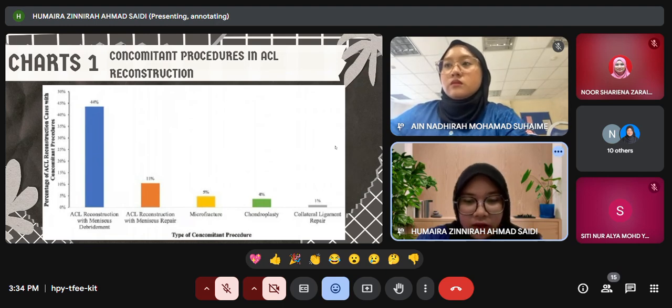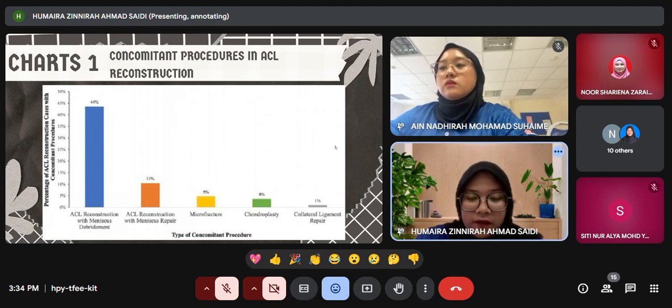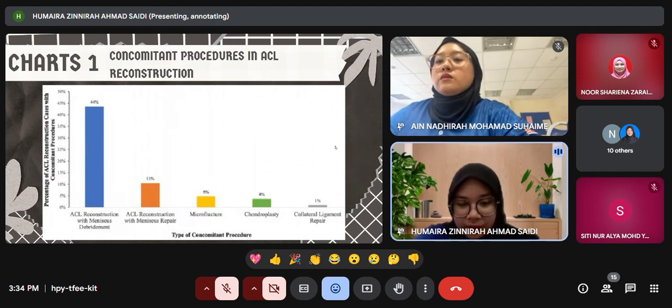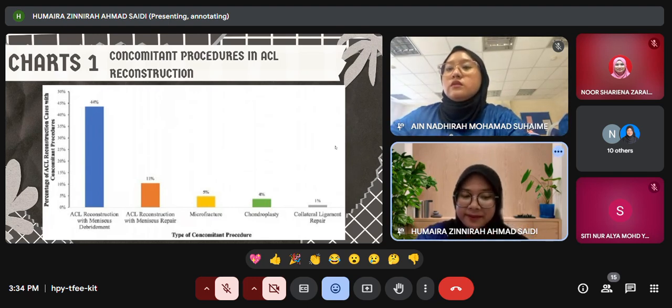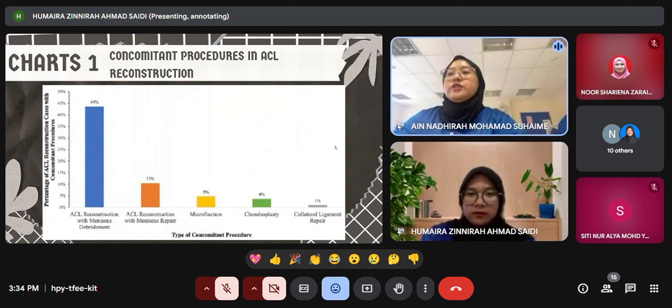On the other hand, collateral ligament repair is the least common, indicating a preference for simpler and possibly less invasive options. So, in conclusion, this clearly indicates that surgeons frequently choose debridement as a complementary procedure due to its simplicity and effectiveness. So that's all from me. I will pass it to Ain. Alright, thank you, Humaira.